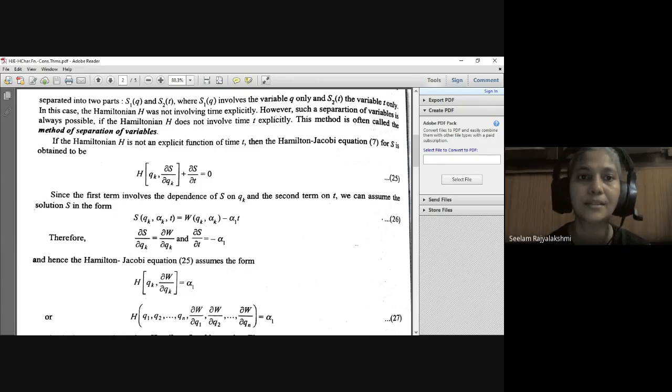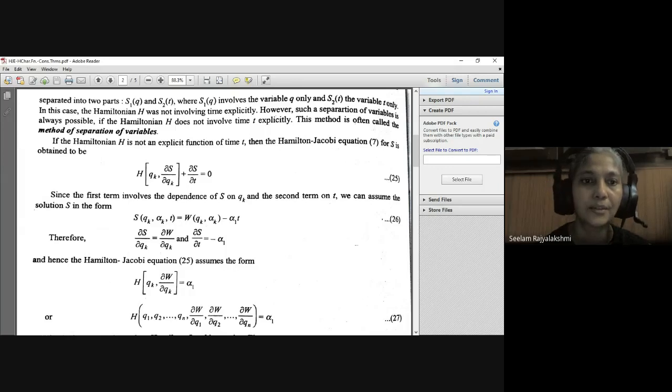If the Hamiltonian H does not depend on time, then the Hamilton-Jacobi equation 7 for S becomes H of qk, dou S by dou qk, plus dou S by dou t equals 0. The first term involves the dependence of S only on qk, and in the second term S depends only on time t. So the solution for this equation can be of the form S of qk, alpha k, t, which equals omega of qk, alpha k minus alpha 1 t.